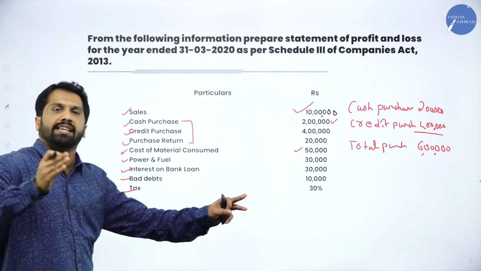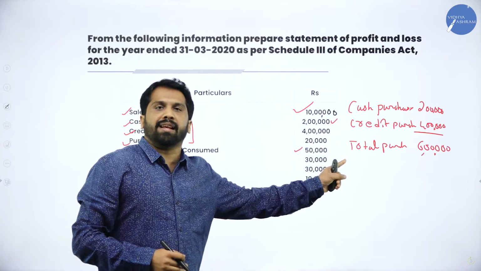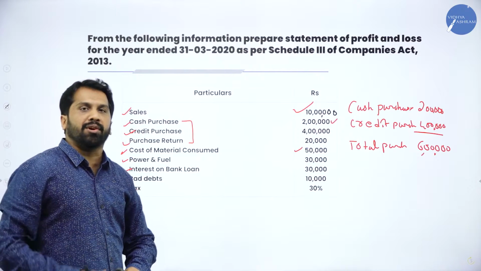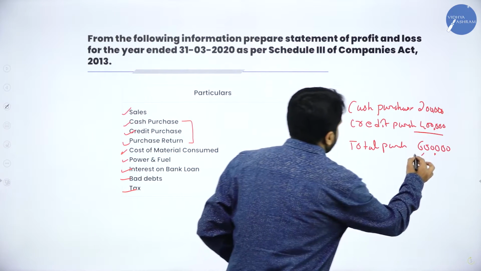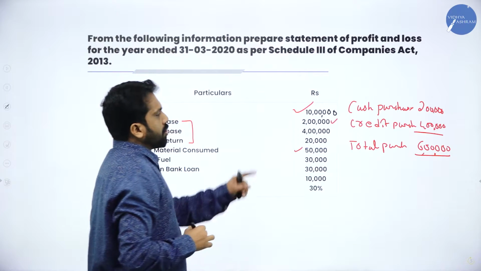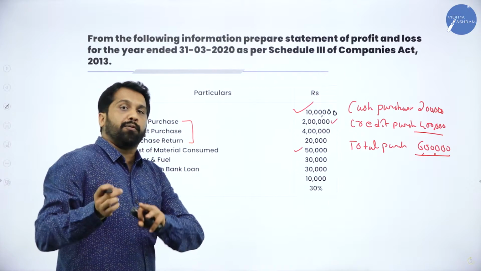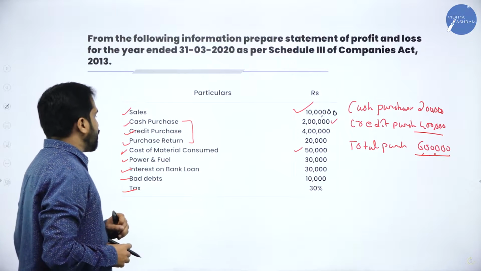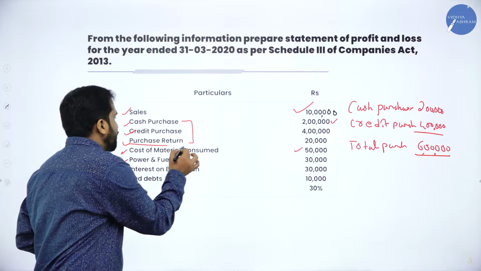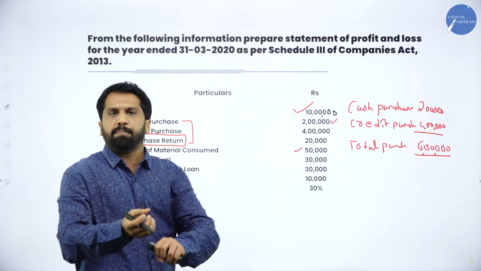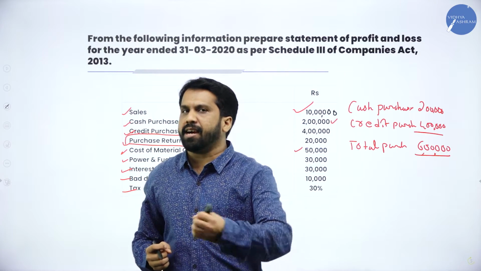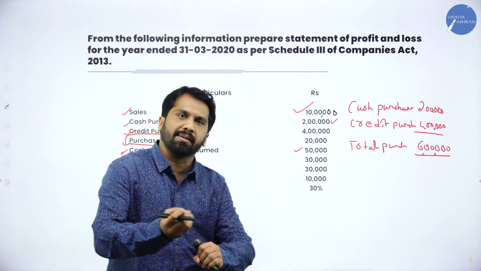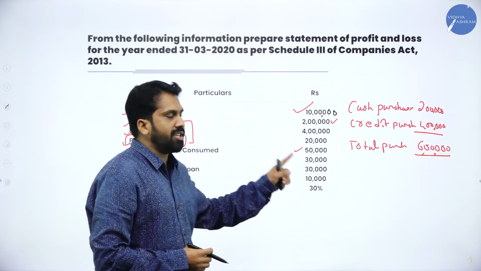What we did for sales, same format, same calculation we use for this also. 4 plus 2, how much you got? 6 lakh. Now, total purchases you got. Now, one more adjustment you have. What is that? One more adjustment is purchase return. I have purchased goods. Later, I found that it is damaged. What I'll do? I'll go and return that goods. That is called purchase return.